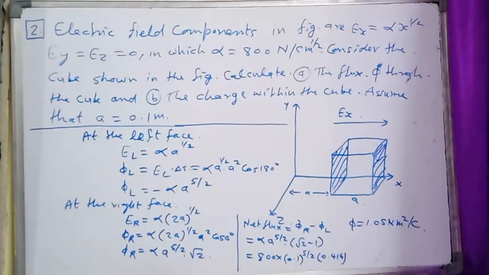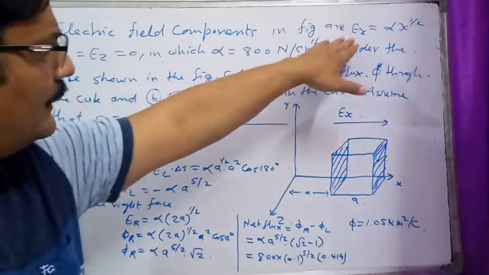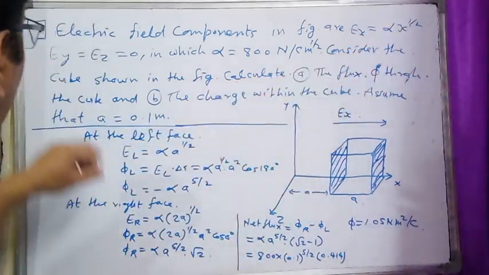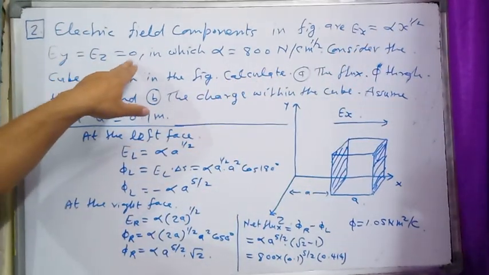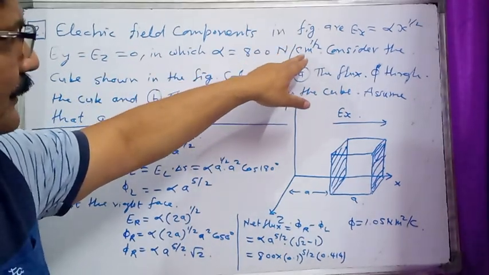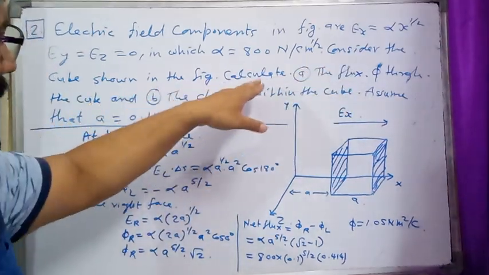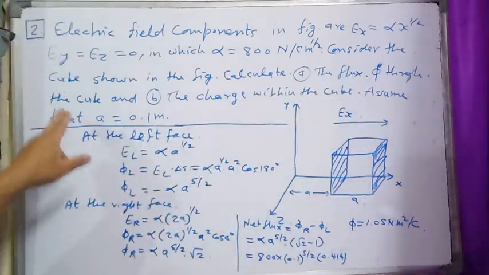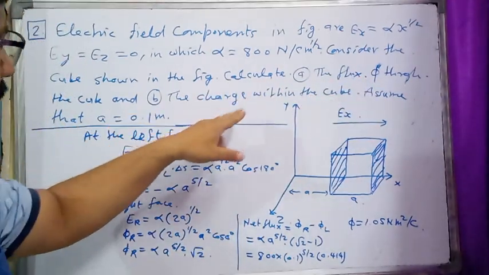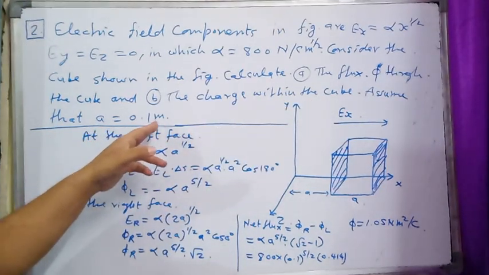Students, see second numerical. It's a very common question, many times asked in different examinations. So the question is: electric field components in the figure are Ex equals alpha x to power half, Ey and Ez are equal to 0, in which alpha equals 800 Newton per coulomb meter to power half. Consider the cube shown in the figure and calculate A, the flux phi through the cube, and B, the charge within the cube. Assume value of a is equal to 0.1 meter.